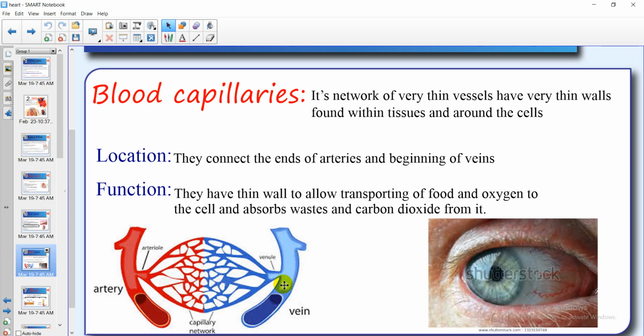Okay, so it is a network of very thin vessels, with very thin walls, found in the tissue and around the cell. The location of it is connected with the end of arteries and the beginning of the veins. Function: they have the thin wall to allow transporting of the food and oxygen to all the cells and absorb wastes and the carbon dioxide from them. So it allows the transporting function, okay, of the food, of the oxygen, of carbon dioxide and wastes.